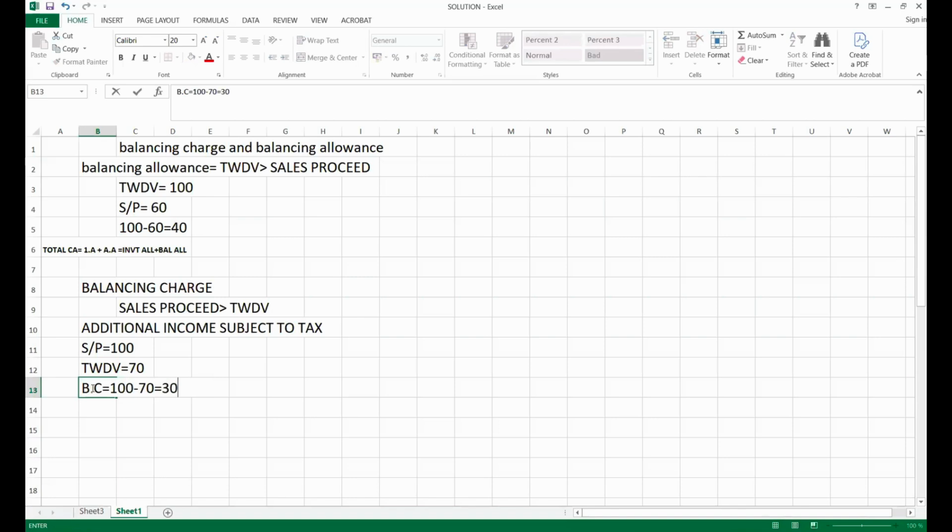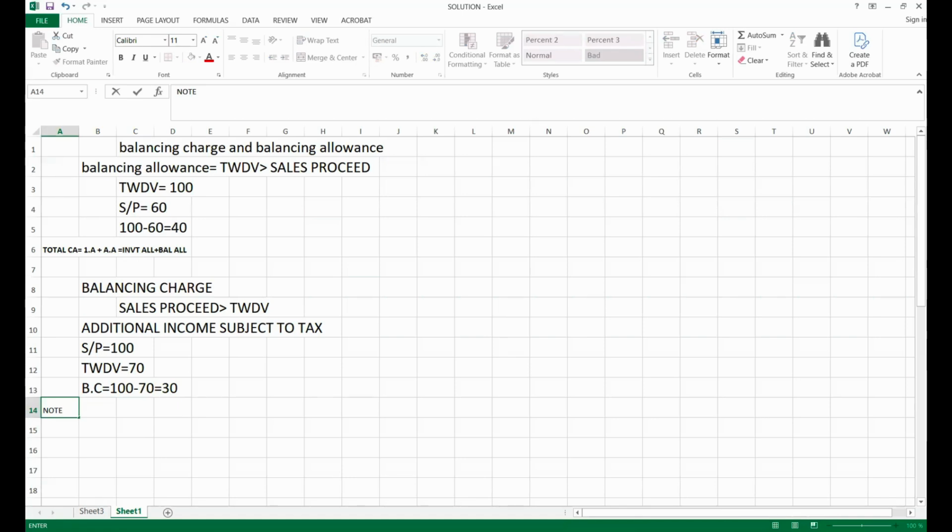So this 30 is an additional income that you are going to add as part of your adjusted or assessable profit. So after getting assessable profit, you add it as an additional income, balancing charge. But there is a rule guiding this balancing charge. The rule is that for the maximum balancing charge to be claimable, it must not be more than the total capital allowance claimed on the asset.